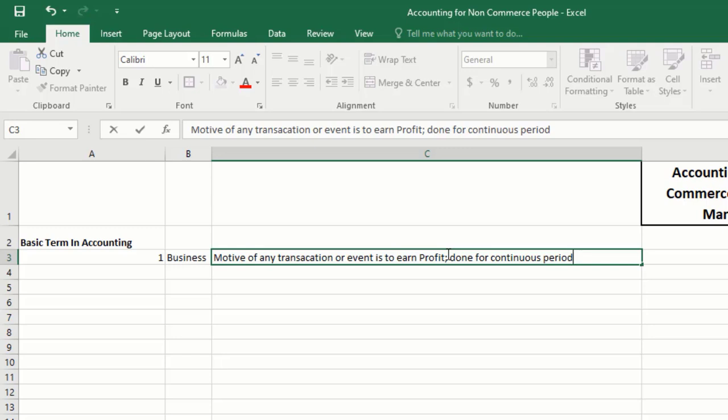So there are two attributes for any business which are important to understand it as a business. Number one, it should have the motive to earn profit, and number two, it should be done for a continuous period. So I hope such kind of notes will be helpful to understand.